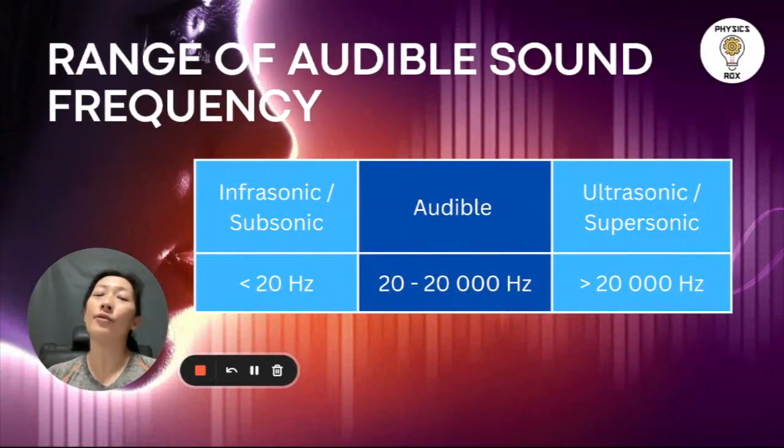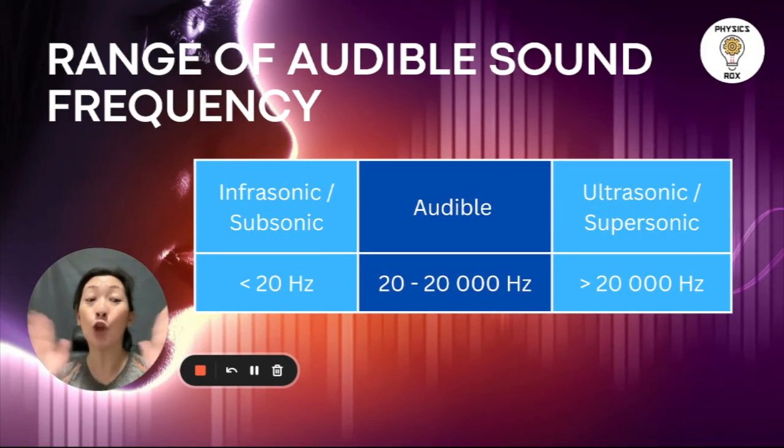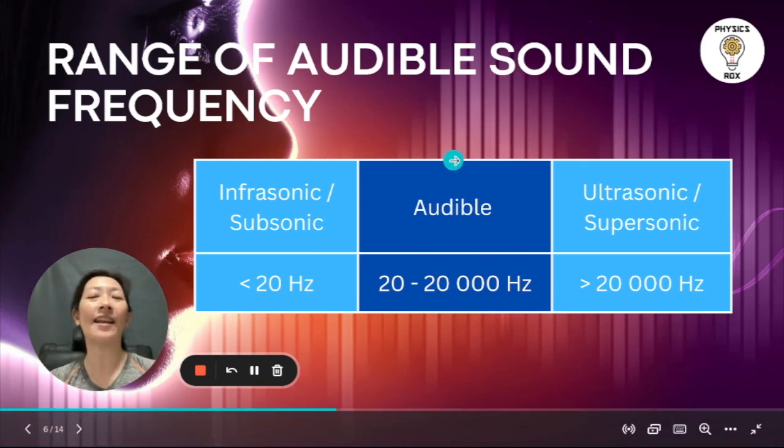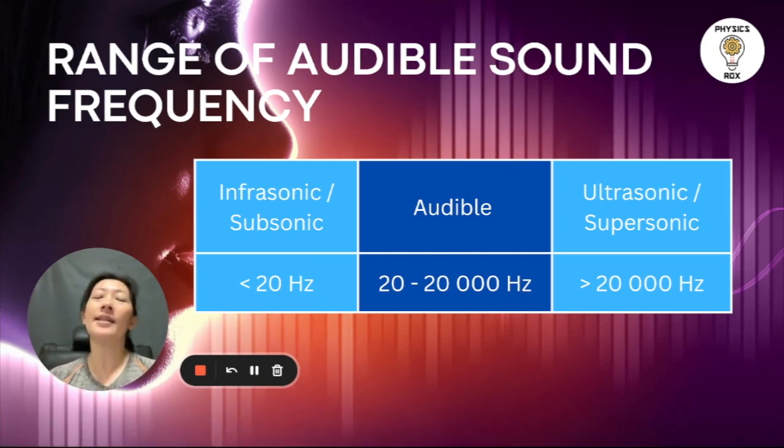Now, you also need to know the range of audible sound frequency. Audible sound frequency here refers to the sound frequency that human beings can hear. The audible sound frequency, as we know of today, is 20 to 20,000 hertz. This is the sound frequency which should be able to be heard by all humans under the age of 25.